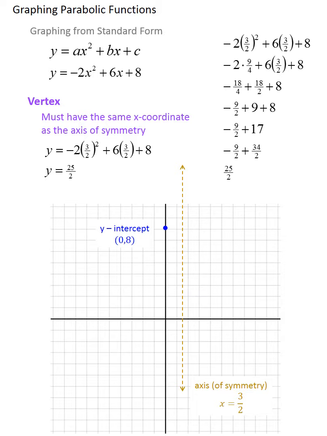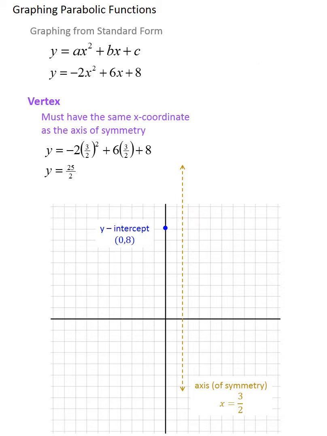Here's my scratch paper, and we'll move on from there. But what that tells me is that the y-coordinate of my vertex is 25/2. But I already knew that the x-coordinate was 3/2. Therefore, my vertex is (3/2, 25/2). Where is 25/2? Well, 25/2 is 12.5, which is why the vertex is up there, a little bit off the amount of space I allotted on the graph.